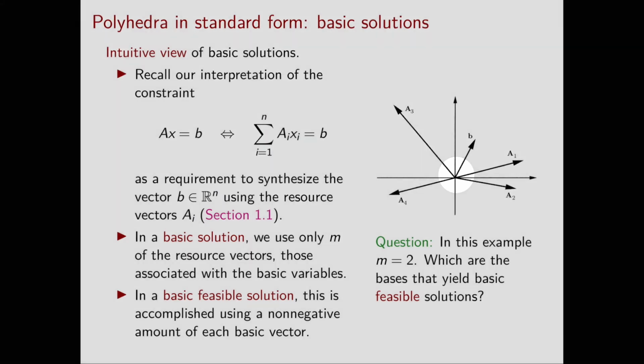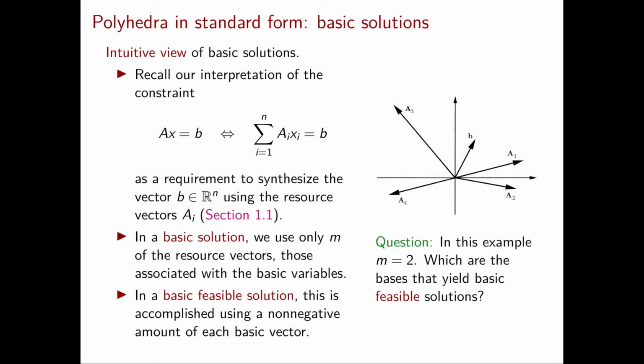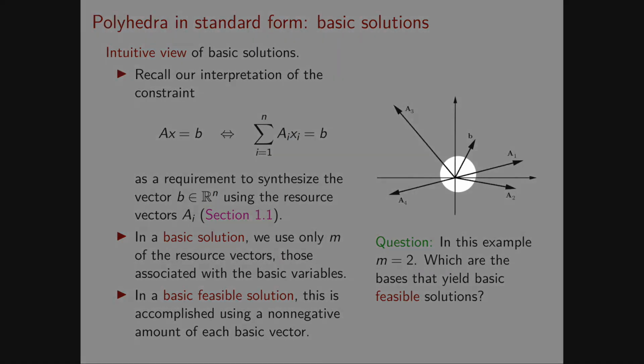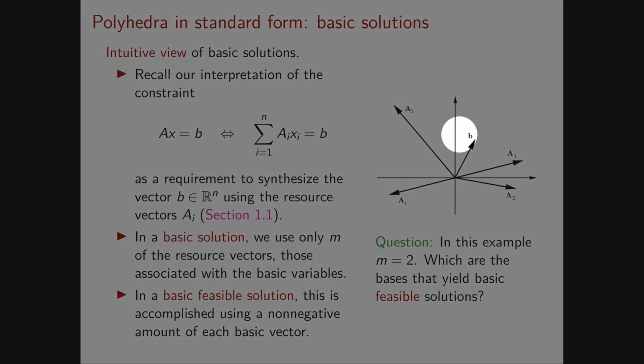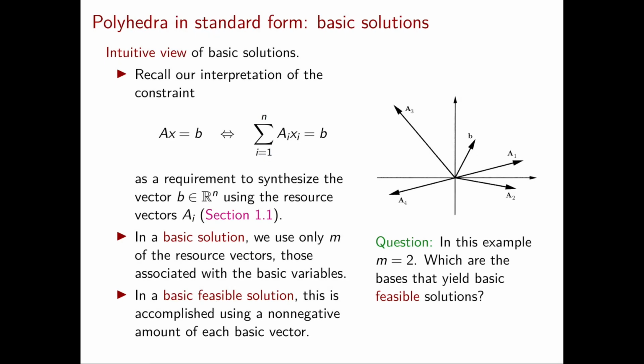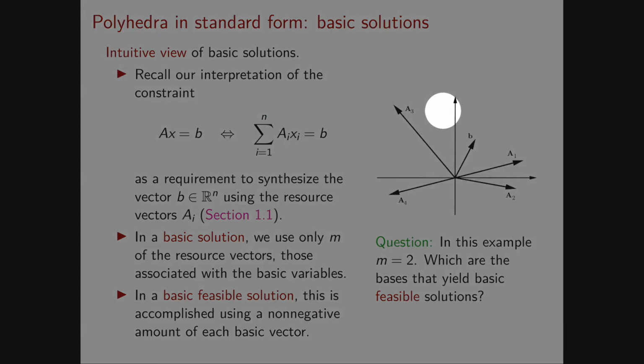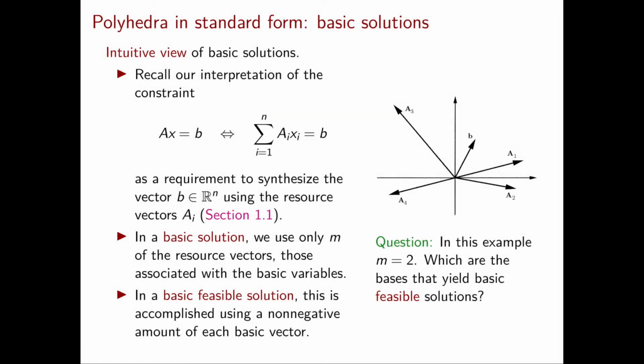In this picture here, we have m equal to 2. How can I understand that? Because I am drawing A1, A2, A3, A4, these are the four columns of my matrix A, and the right-hand side B of my system of equations, and I'm drawing them in the plane. Therefore, each one of them has two components, which means that I originally had only two constraints.